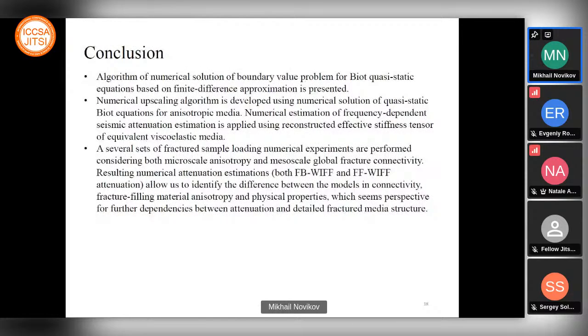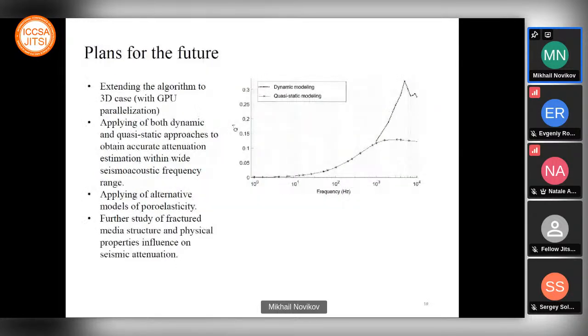So the conclusion is on the slide. And plans for the future are the next ones. We plan to extend our algorithm, as it is 2D now, to the 3D case. It can also involve parallelization, maybe using the GPU instead of CPU. Also, as at relatively high frequencies we expect the dominance of some dynamic effects in attenuation, we should consider both quasi-static and dynamic approaches to construct a quite wide frequency range seismic attenuation estimation.